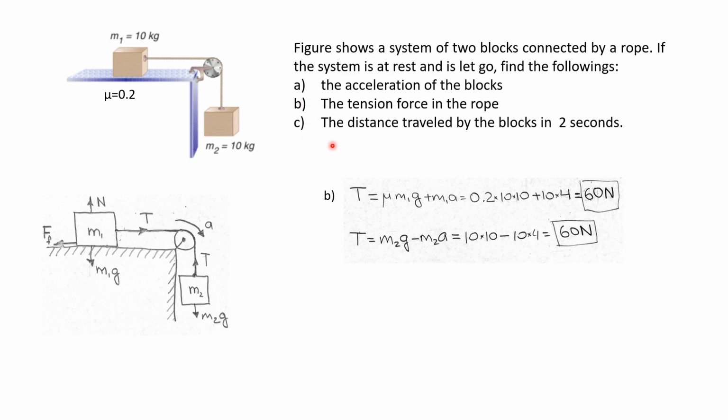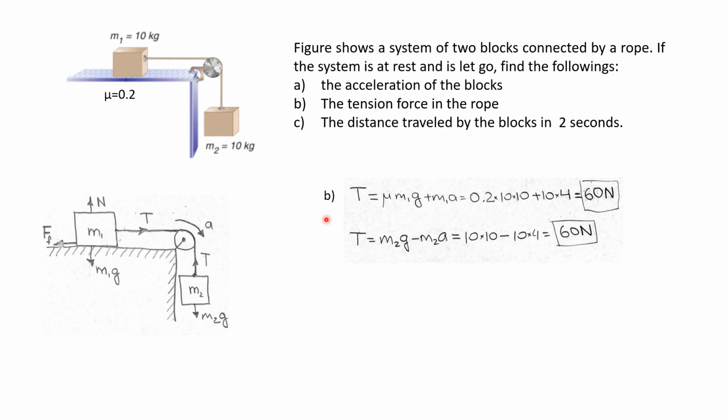Now they're also asking, find the distance traveled by the blocks in 2 seconds. Okay, so these blocks are going to travel as one, right? Because they're attached by the rope. Well, how do you find the distance traveled by the blocks? See, in the question they say two blocks connected by a rope. If the system is at rest and is let go, find the following, right?